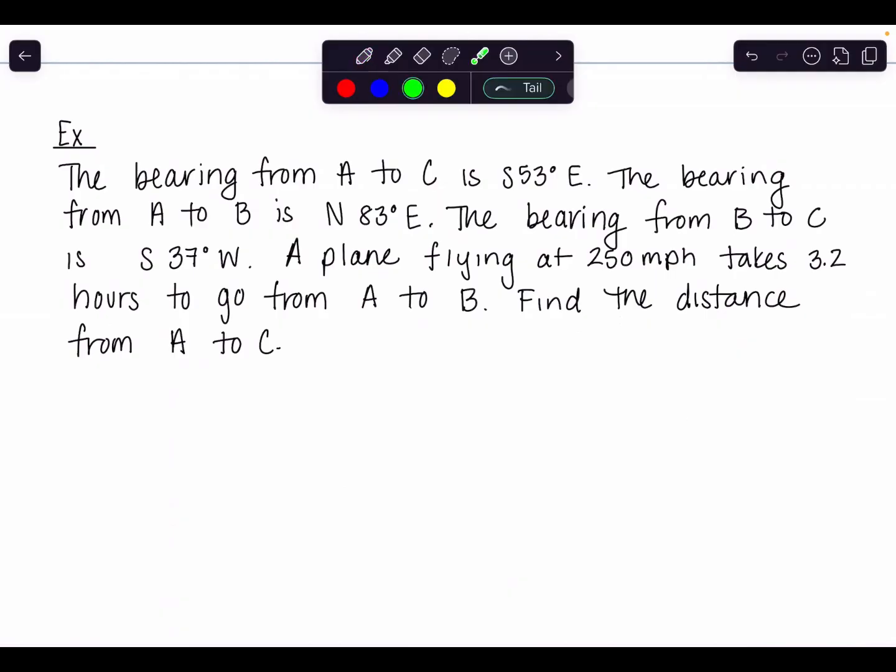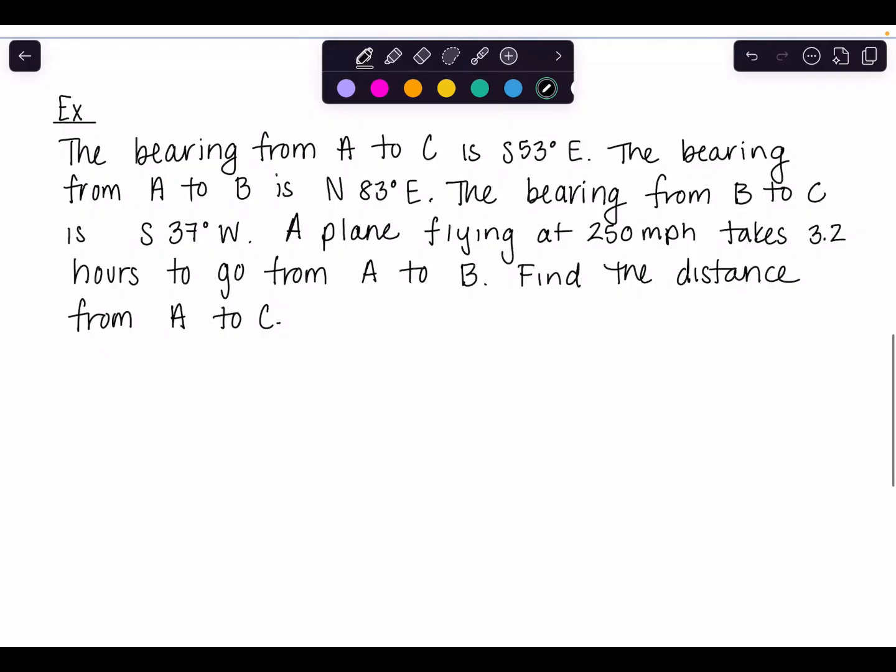So this one tells us the bearing from A to C is southeast 53 degrees. So you start out south, you're heading in the east direction as well, and it's at an angle of 53 degrees. The bearing from A to B is northeast 83, and then from B to C is southwest 37 degrees. A plane flying at 250 miles per hour takes 3.2 hours to go from A to B. We ultimately want to find the distance from A to C. Okay. So there is a lot going on here.